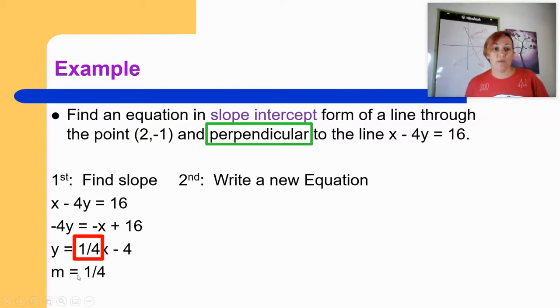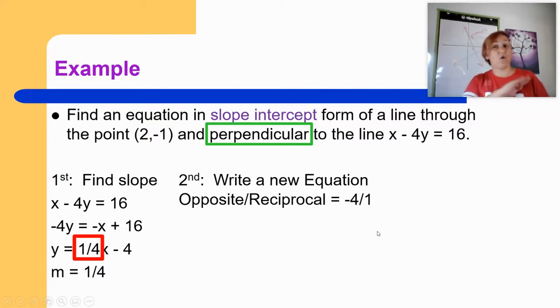So knowing that my slope is positive 1/4, the opposite and reciprocal would be -4/1. So that's the twist. That's the only thing that changes between parallel lines and perpendicular lines: you have to change your slope for a perpendicular line. And you have to do it before you start writing the equation. So you cannot write the equation and then change it at the end. It has to be something that you do before you even start writing that second equation.